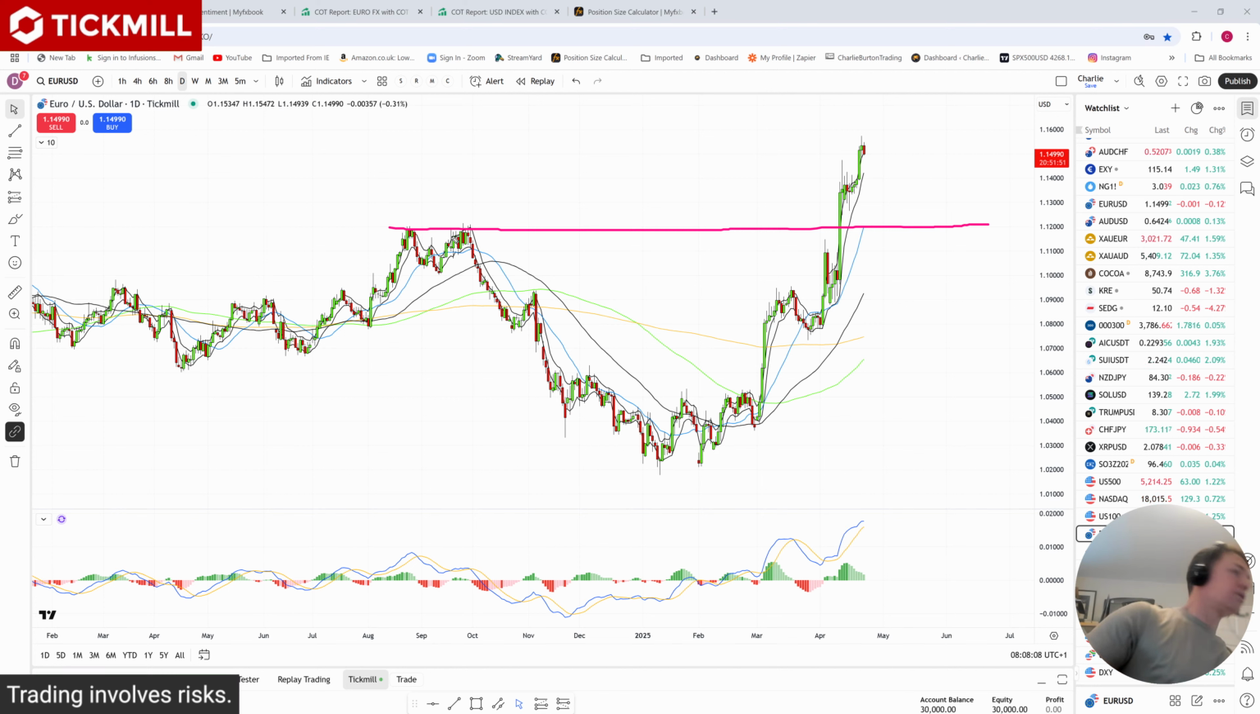That's that high area. So my dog's just come in. He's around here somewhere. That's that high area from September of last year. So if we were to see on a swing basis a retracement, then that would be the zone that I would be wanting to initiate any new trades.